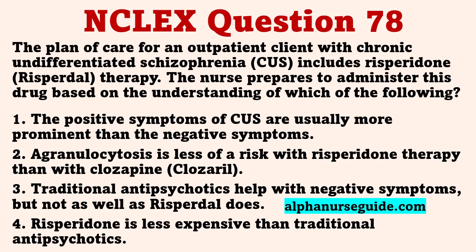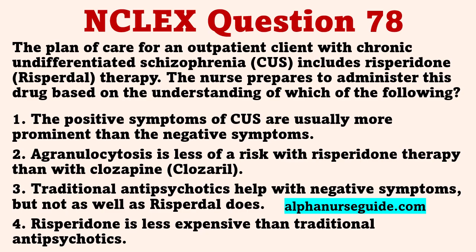The plan of care for an outpatient client with chronic undifferentiated schizophrenia includes risperidone therapy. The nurse prepares to administer this drug based on the understanding of which of the following? 1. The positive symptoms of CUS are usually more prominent than the negative symptoms. 2. Agranulocytosis is less of a risk with risperidone therapy than with clozapine. 3. Traditional antipsychotics help with negative symptoms, but not as well as risperidone does. 4. Risperidone is less expensive than traditional antipsychotics.